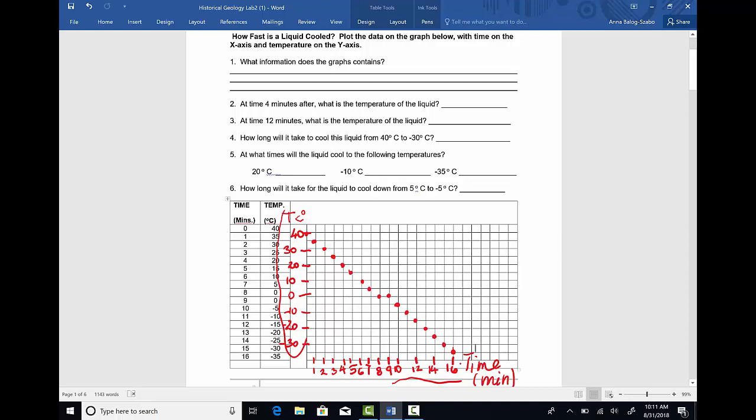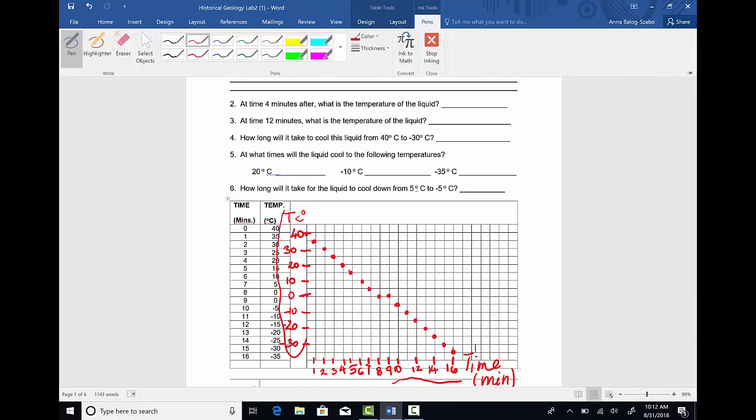The best way to choose, see, the time is going between 0 to 16 minutes. So it's easy to just pick one square for each minute. That's what I did. And then also for the temperature, you want to choose a square for every 5 degrees Celsius. And start the 0 somewhere in the middle right here. So it fits really nicely on both sides. And then you just do at 0 temperature. I choose another color so you can see it better.